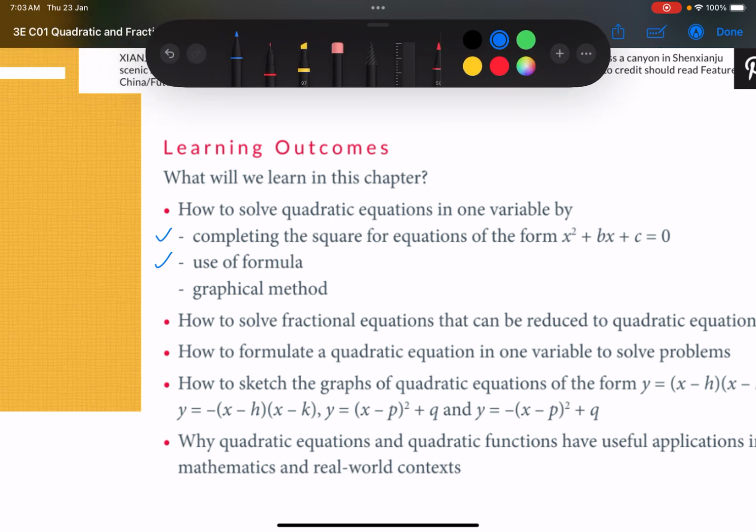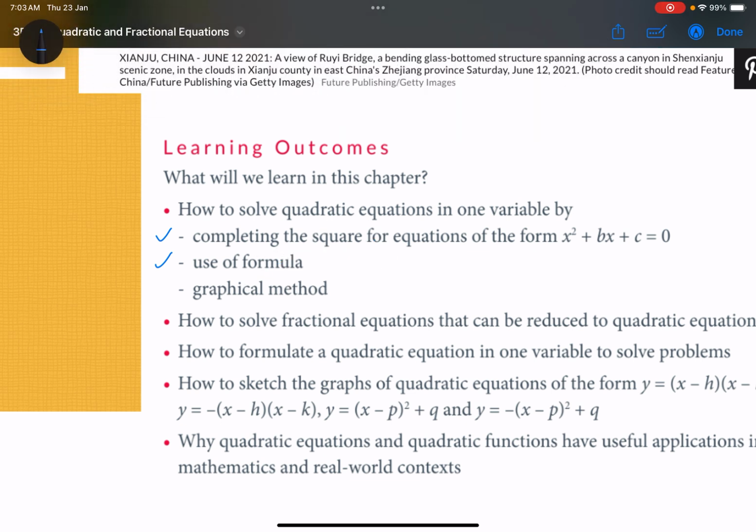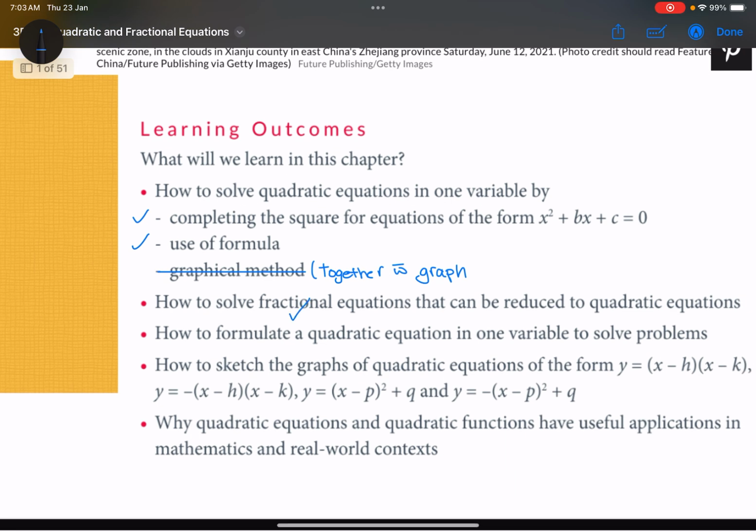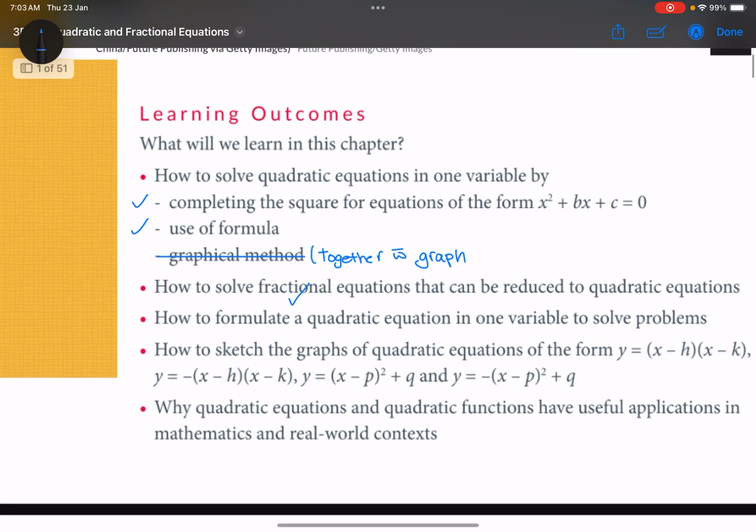Okay. Graphical solutions, we're going to do that later, together with graph drawing, together with graphs at the back. There's another chapter for graphs, so not doing it yet. Cancel. We have done fractional equations. Check. Oh, here we are.